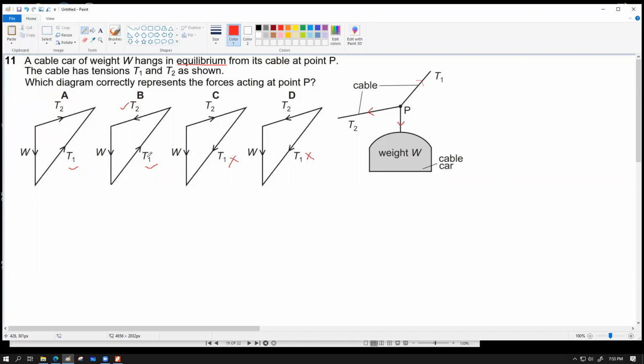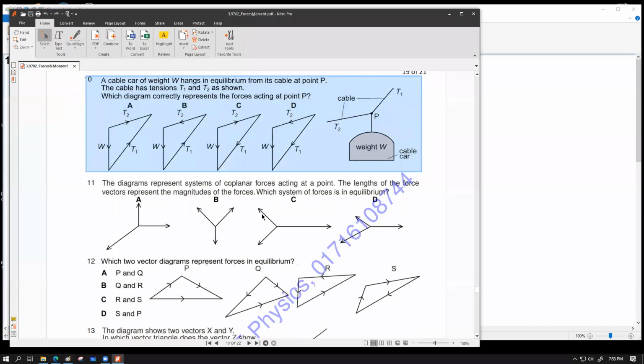Understood? Yes, sir. Good. Then, anything else from page number 10? Yes, sir. Number 12. No, sorry, 11. Sir, I have a little confusion in 10. Go on.